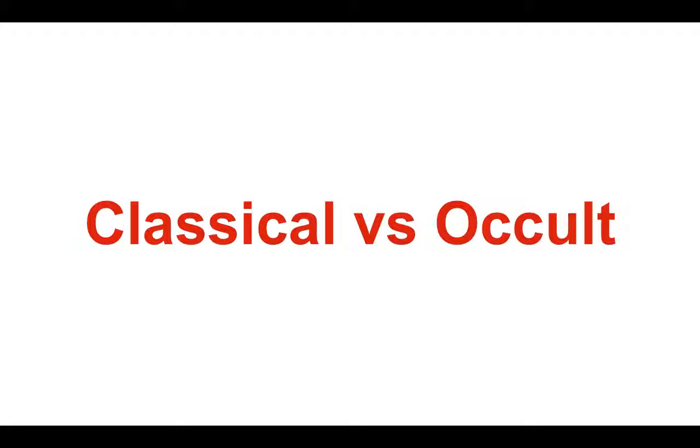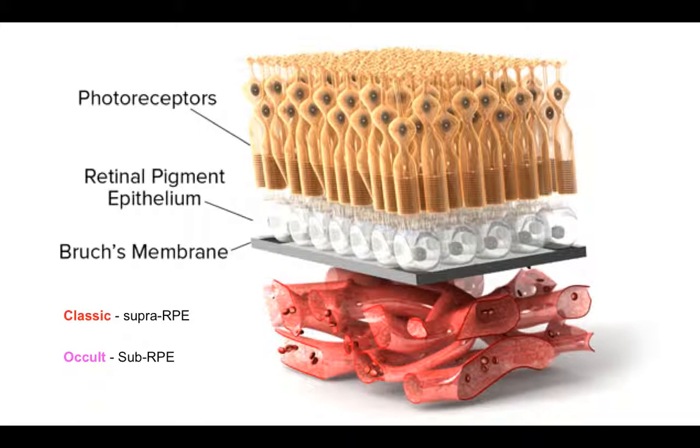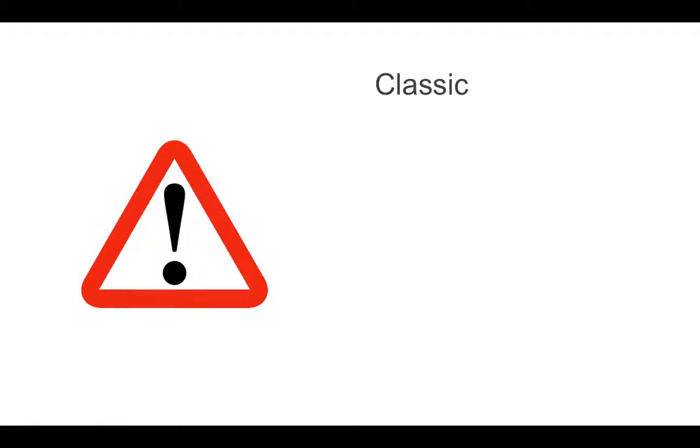So in a sentence, classical refers to things that have a well demarcated membrane versus the occult, which is the opposite. The hyperfluorescence occurs later, is more spotted, and less well marked. That's because the classical lies above the RPE and the occult lies below. So we have the RPE there, sat on Bruch's membrane. In between the two, that's where drusen deposits. The little red bit there represents the classic CNV, so it's supra RPE, and then we have sub RPE for the occult. So what are the warning signs here?